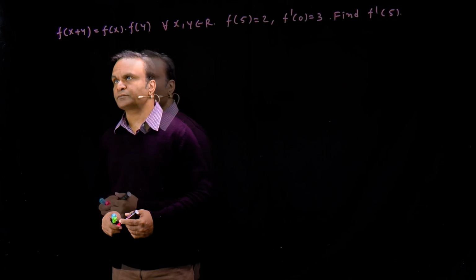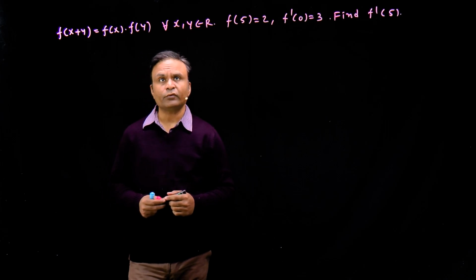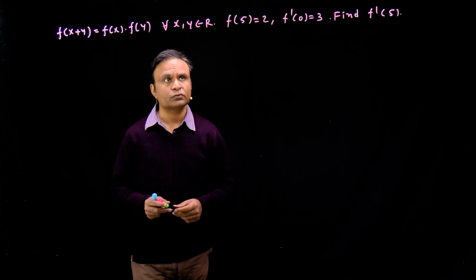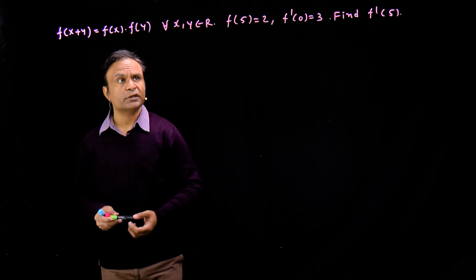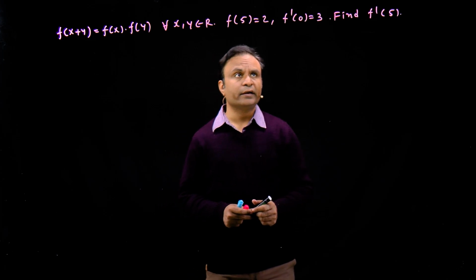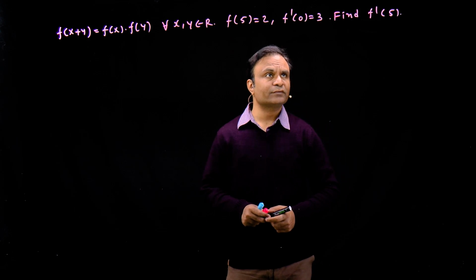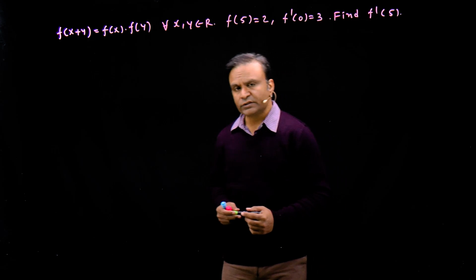To start with, consider this question. The question is f of x plus y is equal to f(x) multiplied by f of y for all x, y belongs to R. This is called a functional equation or functional relation. Now f of 5 is equal to 2 and f dash 0 is equal to 3. We have to find the value of f dash 5.